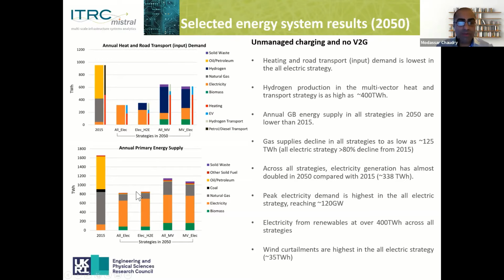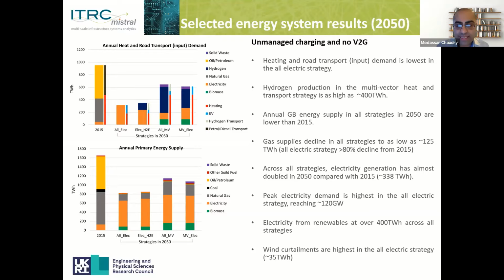The diagram on the bottom shows the annual energy supplies. It essentially mirrors the demand diagram above. Annual energy supplies in all scenarios in 2050 are lower than 2015 across all the strategies. And in grey, you can see the gas supplies. Gas supplies decline in all strategies, 80% lower than 2015. And where hydrogen plays the role in heating, the decline in gas isn't as profound, as steam methane reformation is used to produce hydrogen.